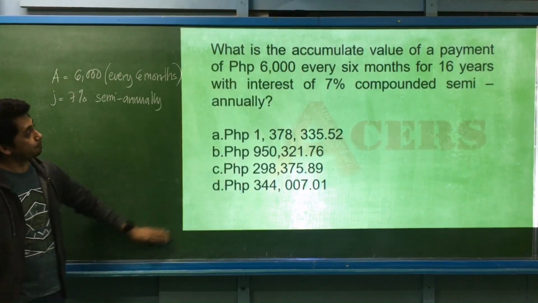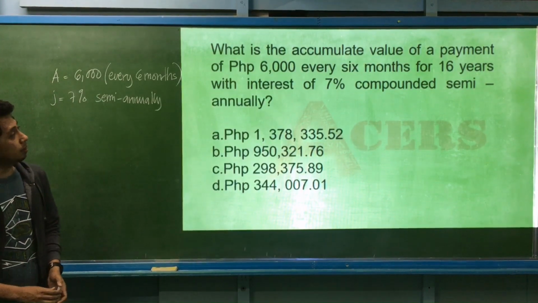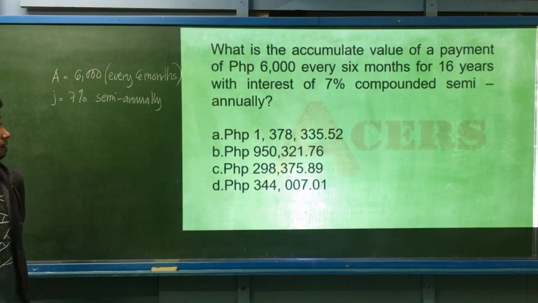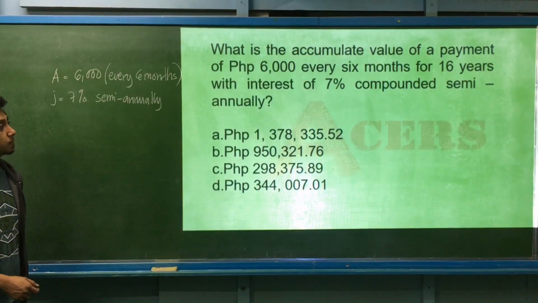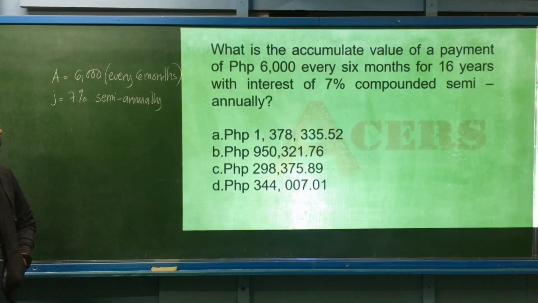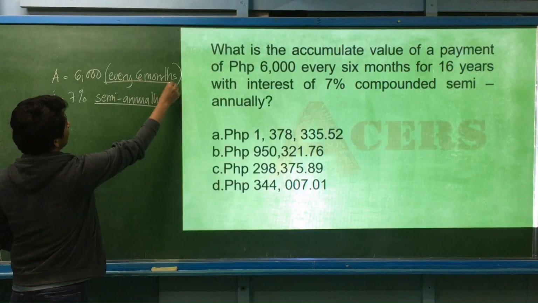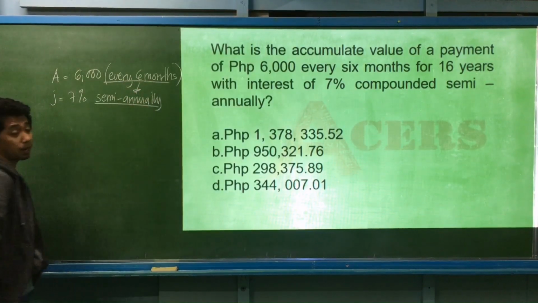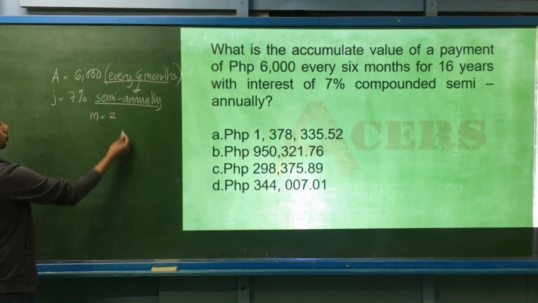So this is for annuity. What is the accumulated value of a payment of 6,000 every 6 months for 16 years with interest of 7% compounded semi-annually? It's obvious that semi-annually is the same as every 6 months, so they mean the same thing. We have semi-annually, M is equal to 2.